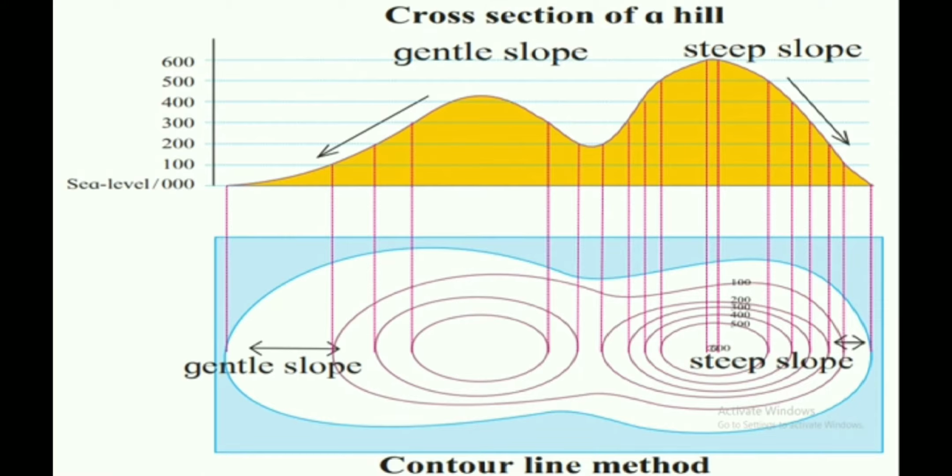When the distance between contour lines is less, as you can see in the picture, the slope is steep. But if the distance between contour lines is great, the slope is gentle, as you can see in this picture. So understood? Let's move ahead to the next method, the layer tinting method.